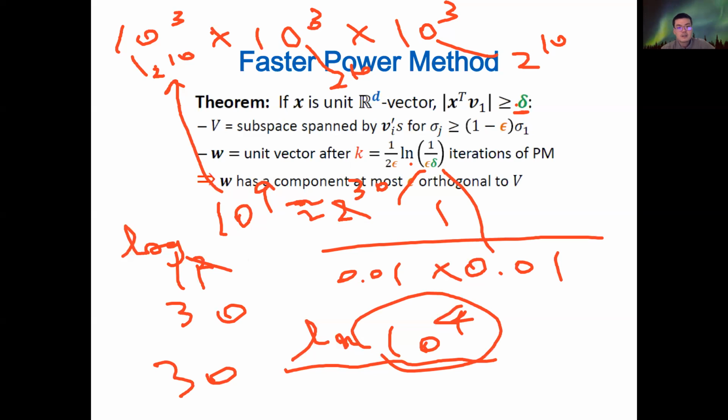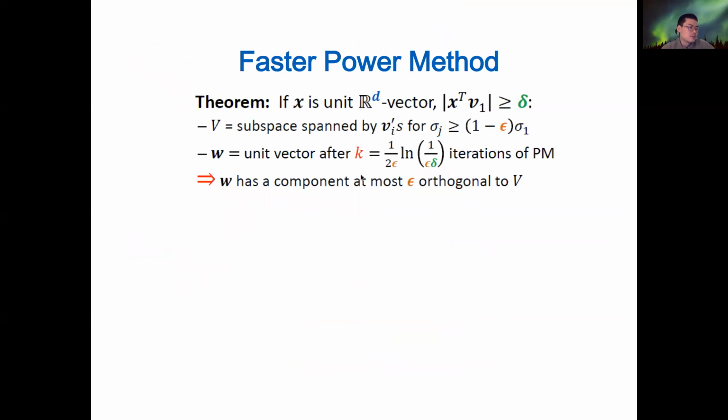So that also shows that this iteration count is very reasonable. Because you only need 30 times what you originally have, maybe 100. Now 3,000 iterations, you're fine. You meet this requirement. Any questions?